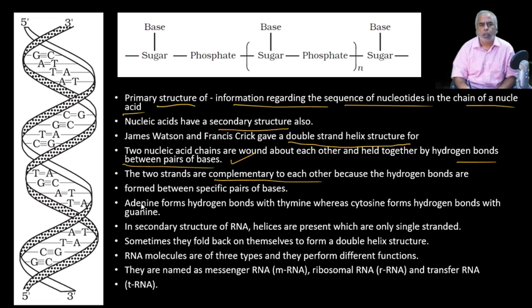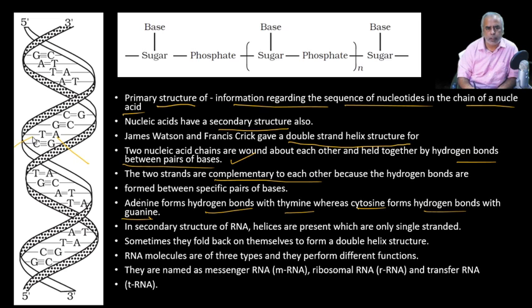Then adenine forms hydrogen bonds with thymine, and cytosine forms hydrogen bonds with guanine, and they are here simply represented as A and T. So adenine, this is A, and T, thymine. Are you able to understand? Similarly, guanine and cytosine. Okay, right.